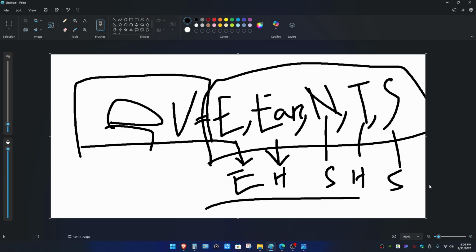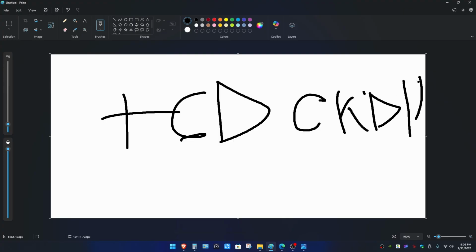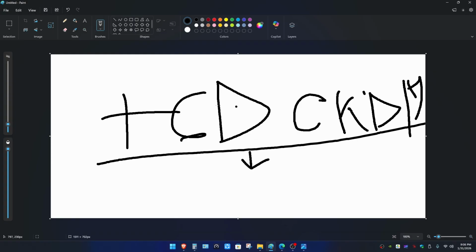But what I'm saying is, I specifically want to say that the plus 6D of the CKDM model is used to what? It is used to say that we need to have an intuition model of this topic.